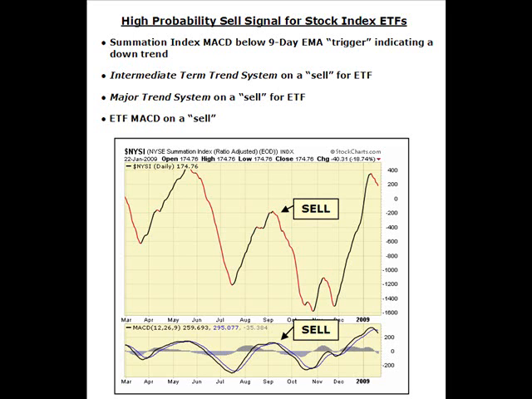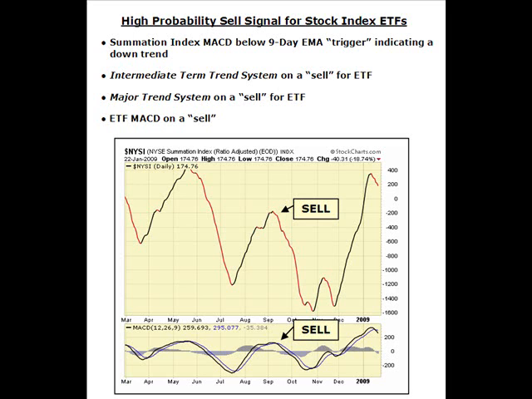Now in September of last year, the summation index and its MACD turned negative and a severe market decline followed. This sell signal is displayed on the price graph. You can see that the summation index MACD crossed below its 9-day EMA trigger line. I identified stock index ETFs that were also on an intermediate term trend, MACD, and major trend system sell signal that confirmed the summation index downtrend.